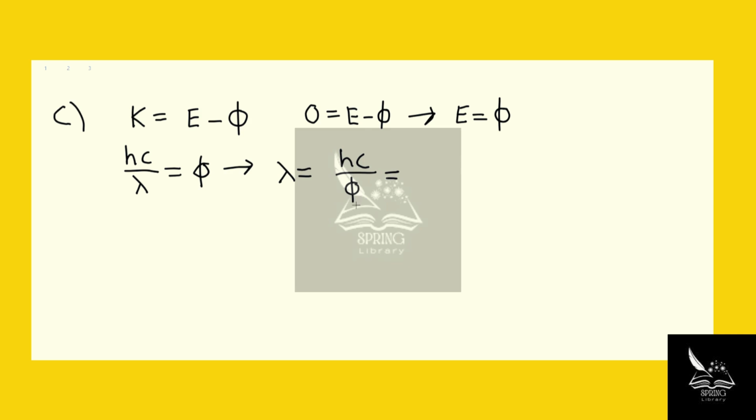And plugging in values, we would get 2.43 e to the negative 7 meters, or about a quarter of a micrometer, the maximum wavelength.